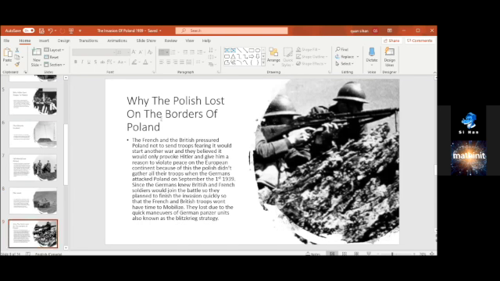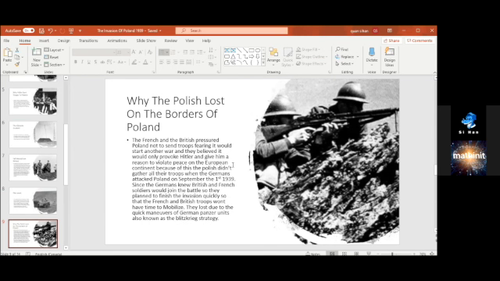Why the Polish lost on the borders of Poland. The French and the British pressured Poland not to send troops, fearing it would start another war, and they believed it would only provoke Hitler and give him a reason to violate peace on the European continent. Because of this, the Polish didn't gather all their troops when the Germans attacked Poland on September the 1st, 1939.